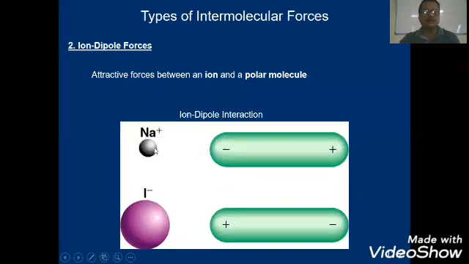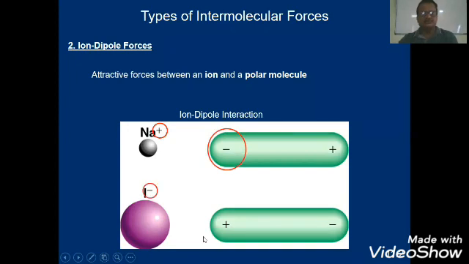It is an electrostatic attraction between an ion and a dipole. You can consider water to be a dipole because water is a polar molecule. One end of water carries negative charge, the other end carries positive charge. So there may be electrostatic attraction between the positively charged sodium ion and the negative end of the molecule, or between the negatively charged iodide ion and the positively charged end of the molecule. This type of interaction is called ion-dipole interaction.